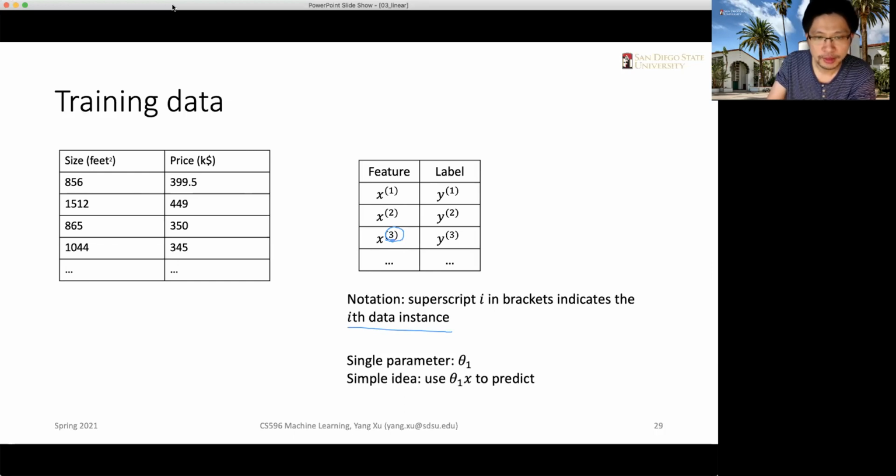All right, and in the next slide, we're gonna look at the notation that we use for the parameters, okay? So it's a linear regression model. So we would use a linear combination to make the prediction. And by linear combination, I mean we use the parameter theta1 times the feature X to make our prediction. Okay, so this is a very straightforward model.